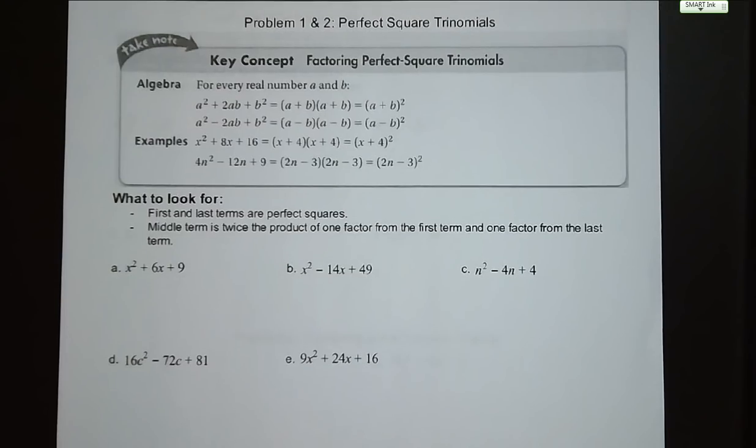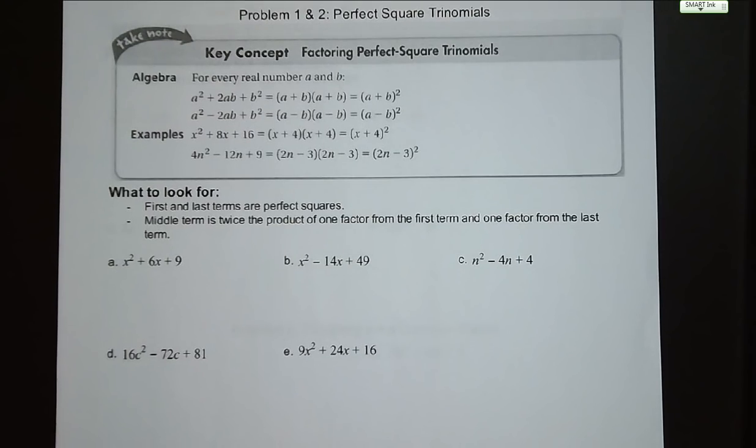Perfect square trinomials. Our rule was that a squared plus 2ab plus b squared is going to be equal to a plus b times a plus b, or just a plus b, quantity squared. This is that perfect square squaring of a binomial rule that we learned the other day. What you need to look for are: are the first and last terms perfect squares, and is the middle term twice the product of a factor from each of the first term and the last term? So let's just start working through problems and seeing what we see.